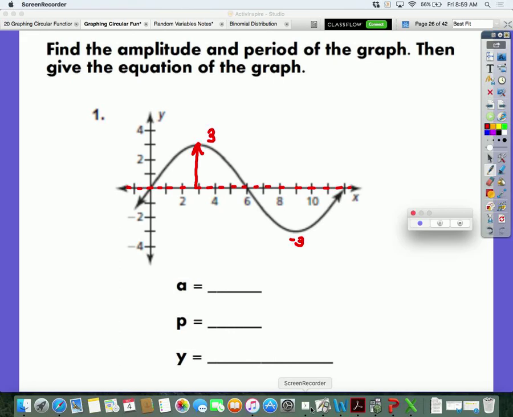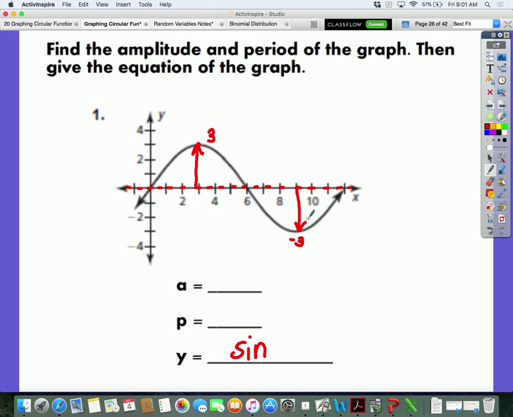I need the following, students. All right. So yes, 3 is your amplitude. It's the distance from your midline to a max, or the distance from your midline to a min, okay? So our amplitude is 3, all right?